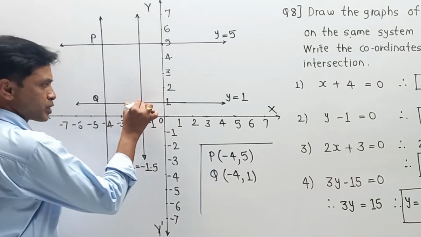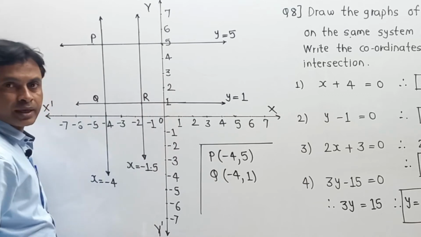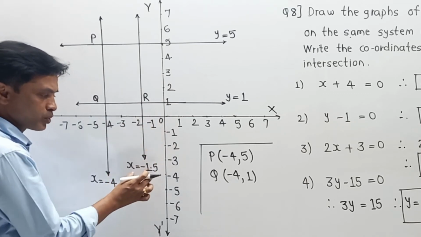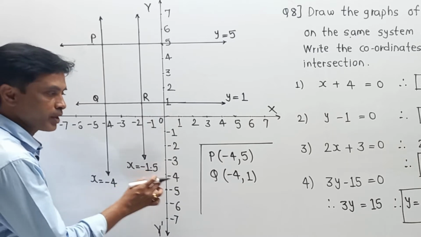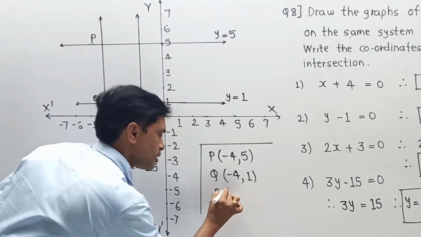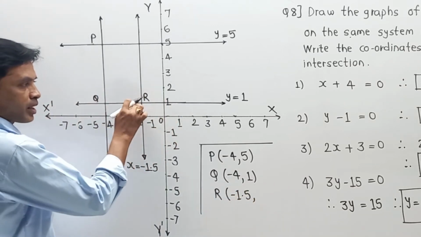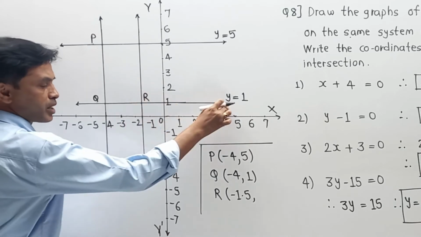Third, I have to call this point R. In the case of R, the value of x is in the middle between minus 1 and minus 2, that is minus 1.5. So for point R, minus 1.5 is the value of x and the value of y is plus 1.